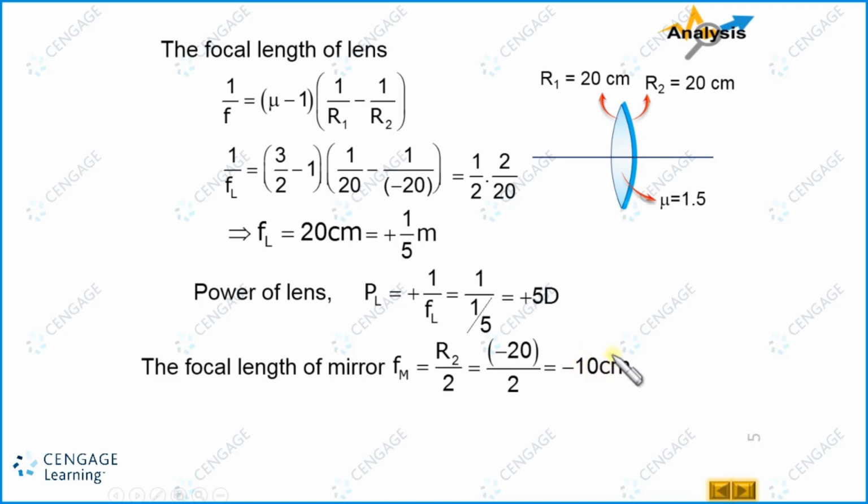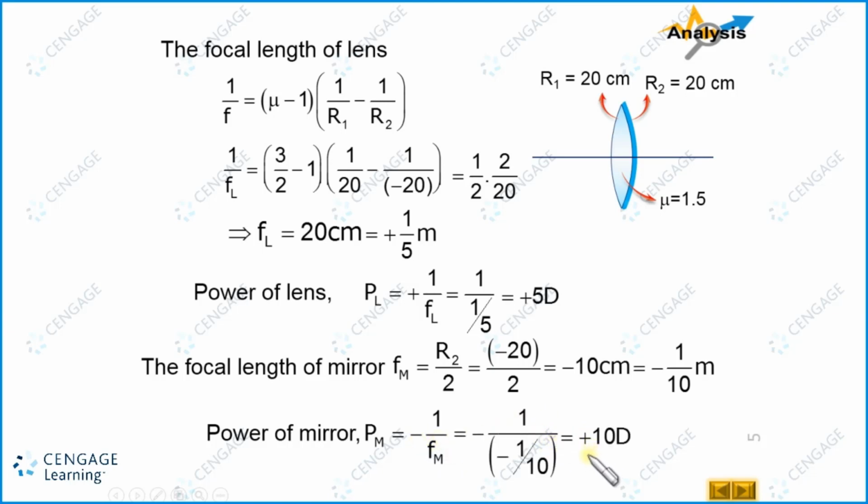But we are interested in calculating the power. That's why this term should be substituted in meter units. So divided by 100, that is equal to minus 1/10 meter. Now we know the power of the mirror is equal to minus 1 upon f. This is the formula for the mirror. So if we substitute this value, that is minus 1 upon minus 1/10, minus minus will be positive. So it is plus 10 diopter. So here we got the power of the lens as well as the mirror.